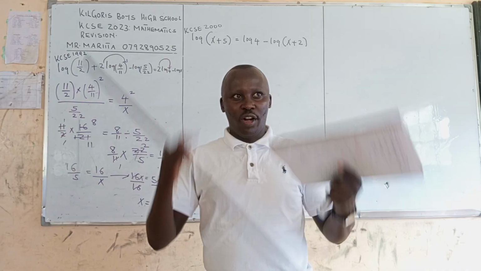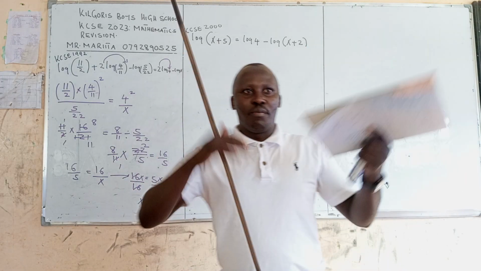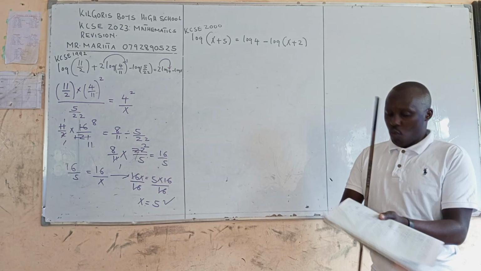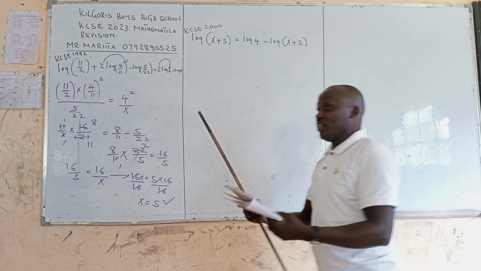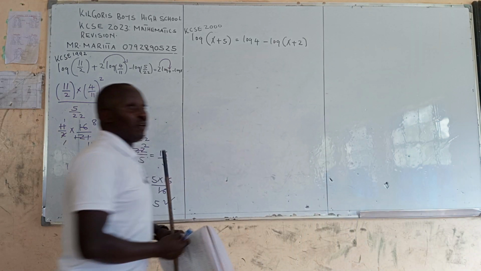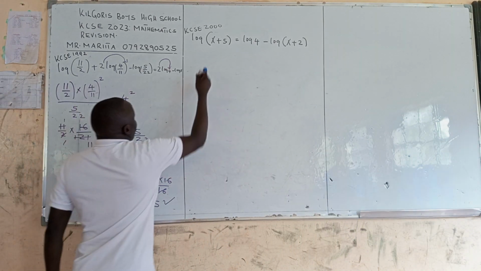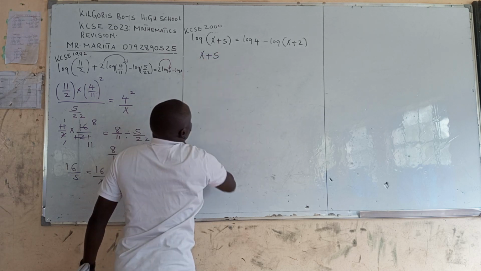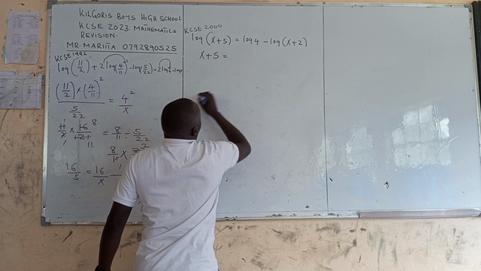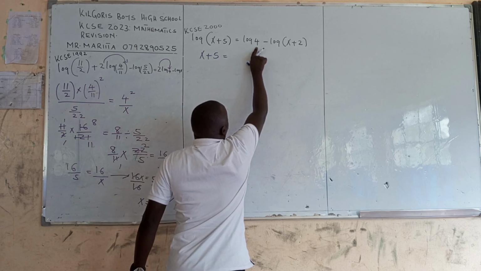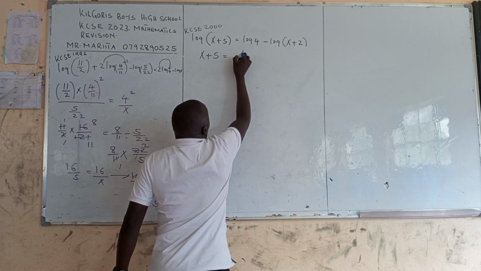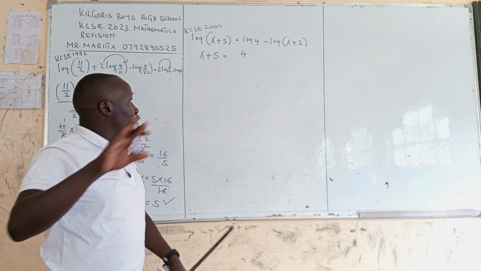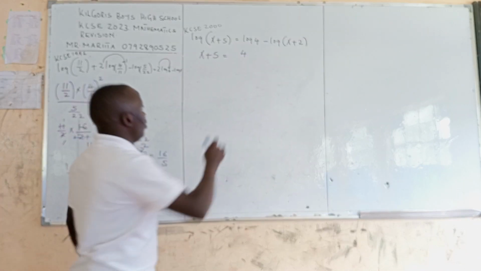So let us drop the logarithm, at the same time performing the working on the main operation. So dropping the logarithm and performing the operations, we have x plus 5, which will be equivalent to 4. We remain here with the 4, and this sign will just change into division.